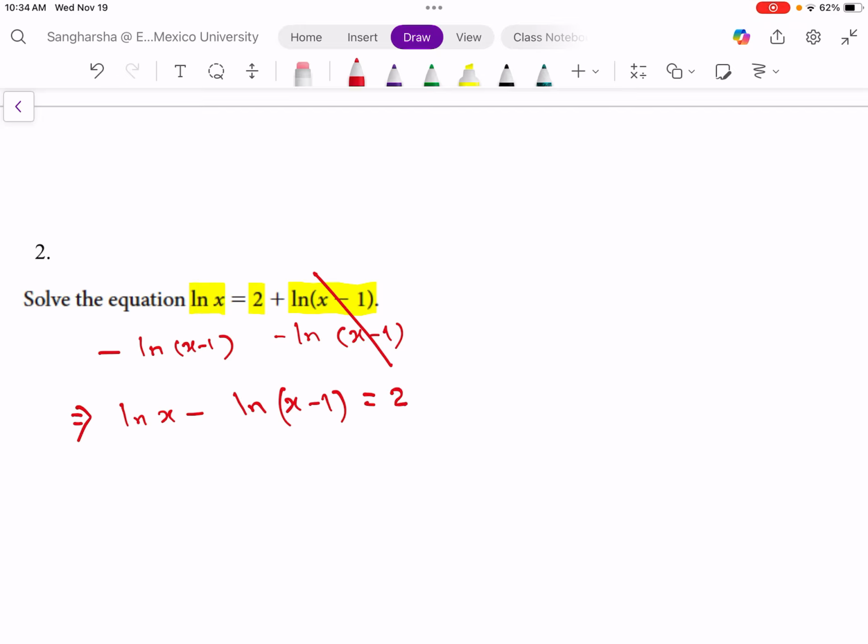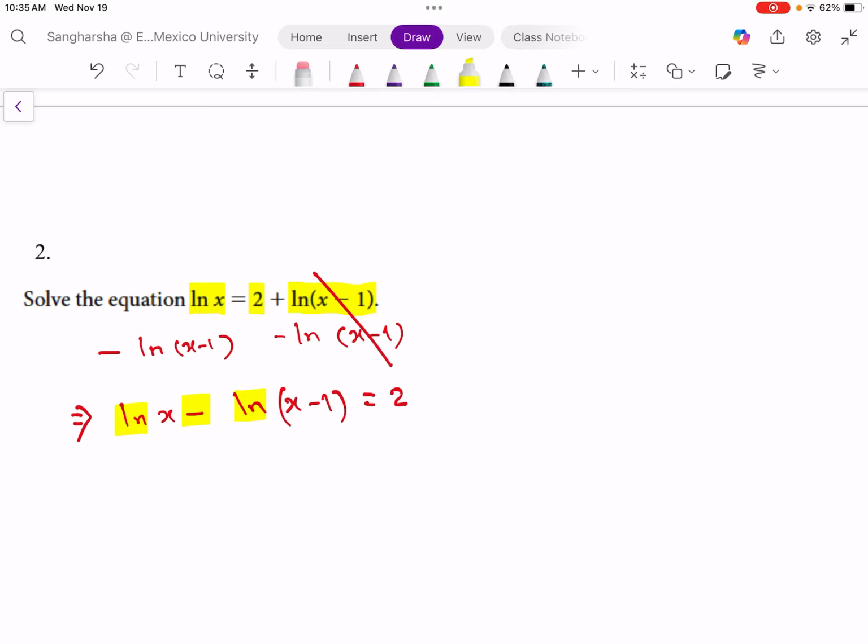We are collecting every log expression on one side. So we had log expressions on both sides. We subtracted ln of x minus 1, and now we have ln of x minus 1 on the left side. Now, what kind of expression is this? On the left side, we have a difference of logs. If we have a difference of logs, how can we rewrite that?